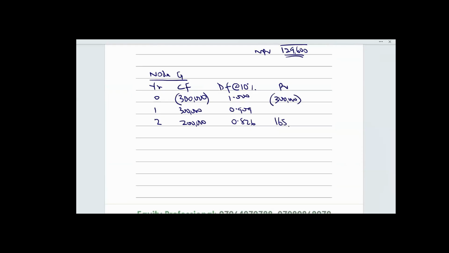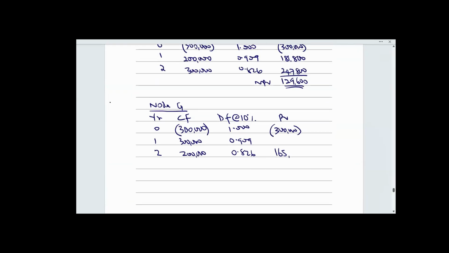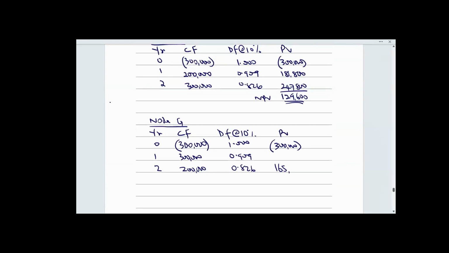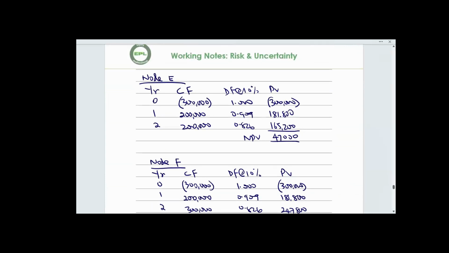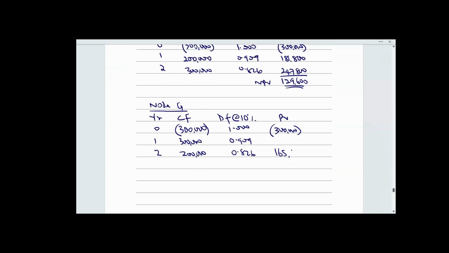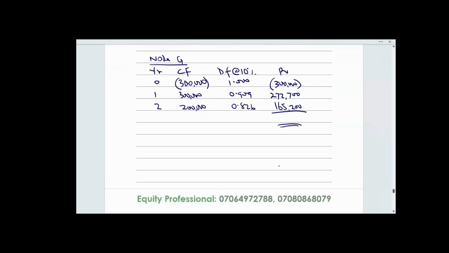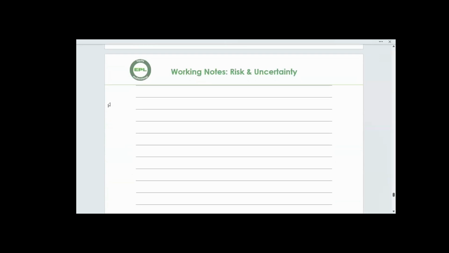Here is 165. What do you have? PV of year 1. Yeah, 1K. What's 272,700 to yours, PV of year 1? 272,700. Final answer: 137,900. We are moving to node H.